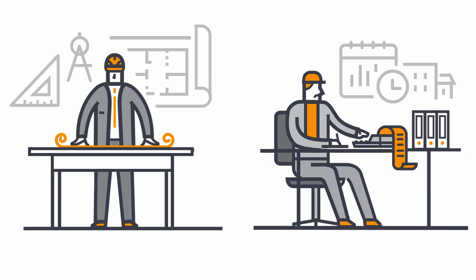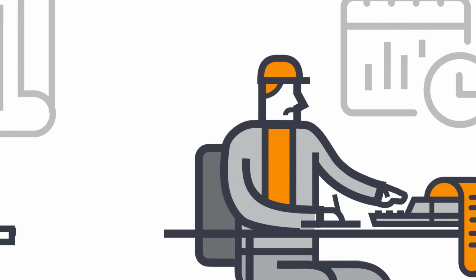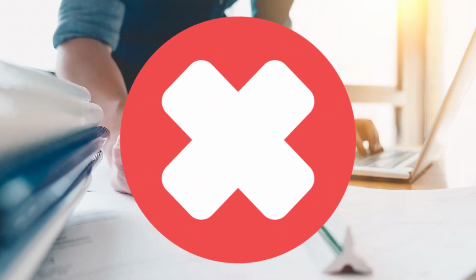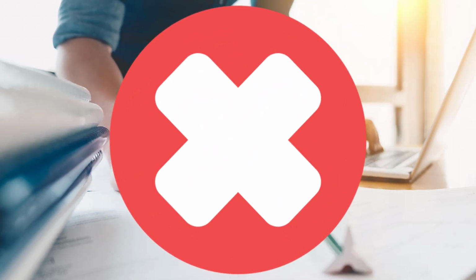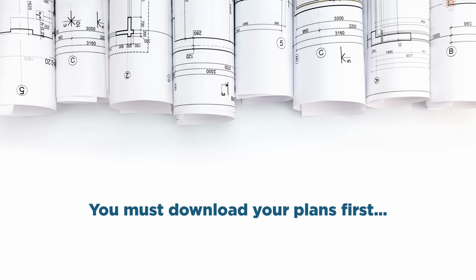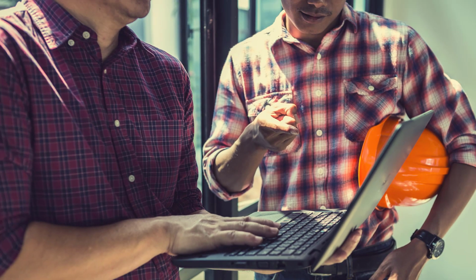PlanSwift is takeoff and estimating software. It's used to measure existing construction drawings and estimate the labor and material needed to complete the job. PlanSwift isn't used to create plans or construction drawings, so you need the plans before you can start using the program. Construction plans can be obtained from a variety of online plan rooms, such as ConstructConnect.com, or you may be sent plans directly from a GC.